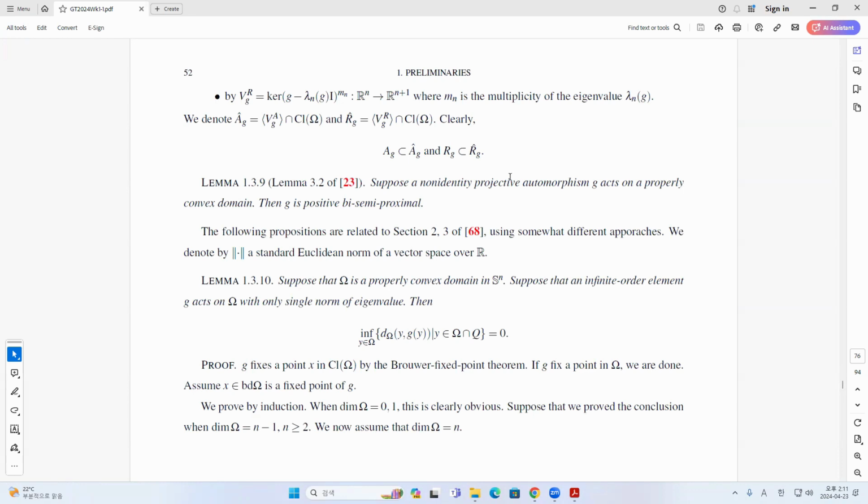So if you have any non-identity projective automorphism acting on a properly convex domain, then it is positive bi-semi-proximal. That's proven in here. Of course, here I have to assume that the largest eigenvalue and the smallest eigenvalue are different, then you get this.